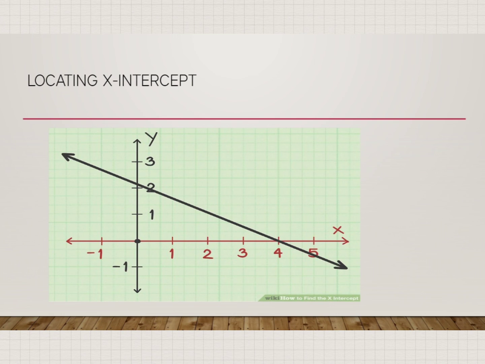And the last step is to write the ordered pair for the x-intercept. So the point of their intersection is the number that we are going to write in the ordered pair. So the ordered pair for our x-intercept is 4. Since we are not finding the y-intercept, we will just simply write 0. So, our ordered pair is (4, 0). And that is the process in locating x-intercept in graph.